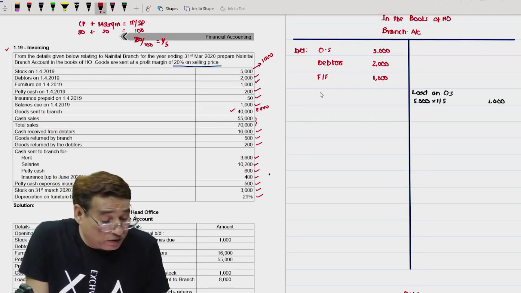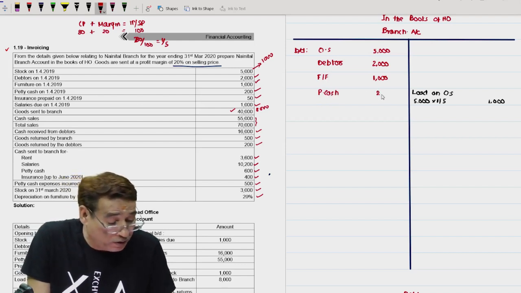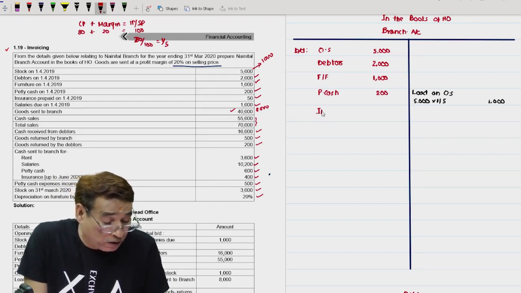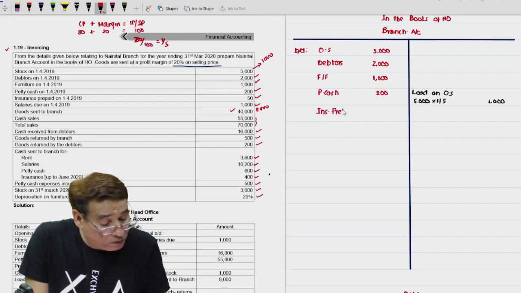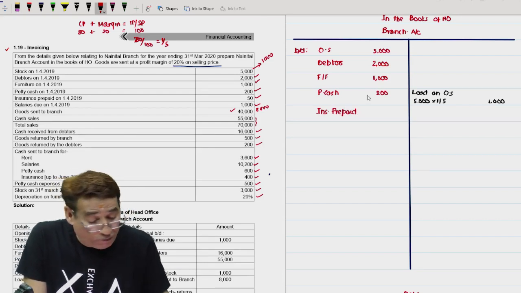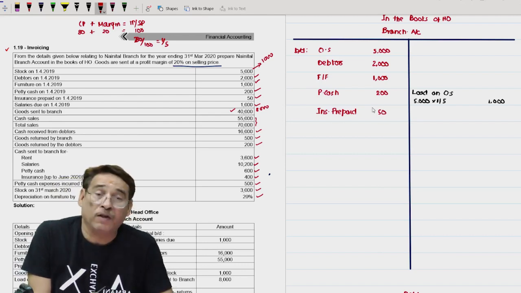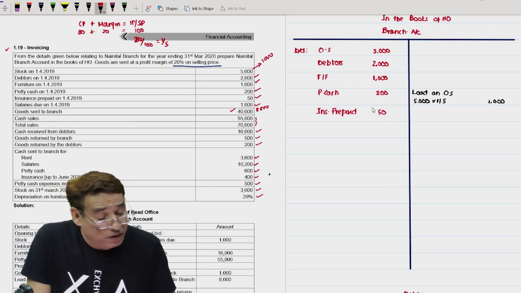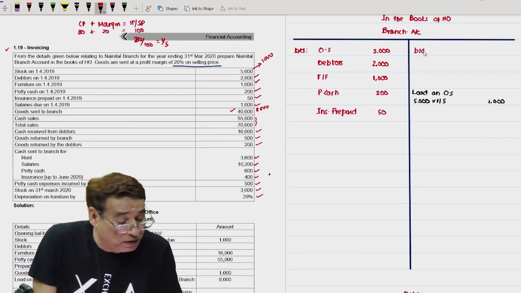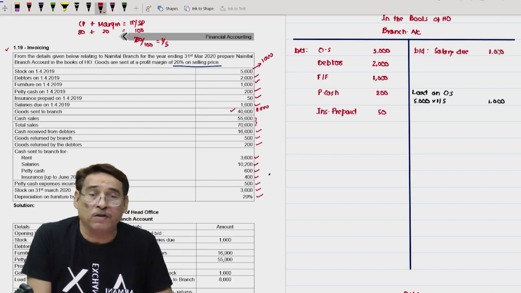Then we have got petty cash. I will simply write here petty cash. Lots of opening balances are given in this particular question. Petty cash is 200. And importantly, insurance prepaid. Insurance prepaid is actually 50. I will write here 50, correct? So these are what we call opening balances. Similarly, I will write here balance brought down. These are the opening balances of assets. But this time there is opening balance of salary outstanding or salary due. So opening balance of liability will be written towards the credit side, 1000. This is how you are going to write.